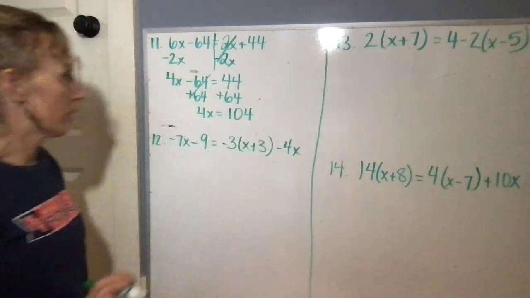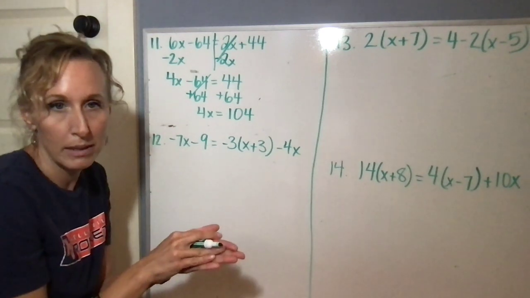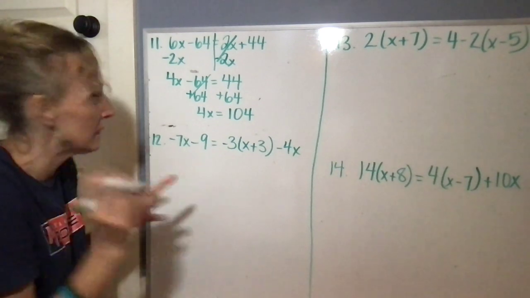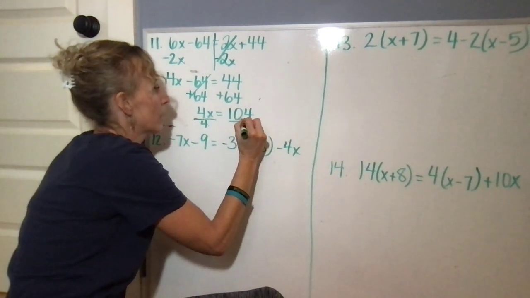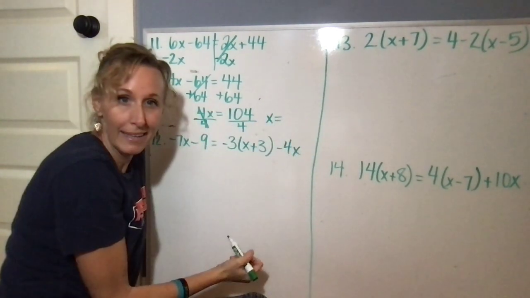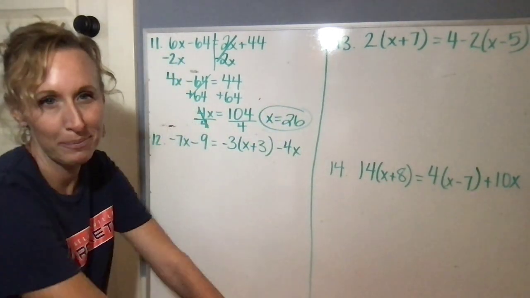104. Okay, and so then our last step is always, do we multiply by a reciprocal or do we divide here? All right, no fractions, right? So we divide. So divide by 4 here, divide by 4 here, and x equals 26. Yay, so smart, so smart.